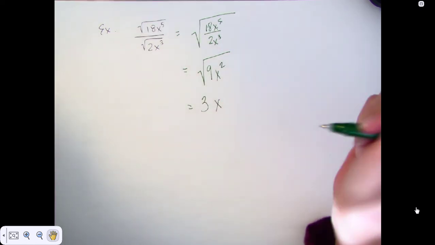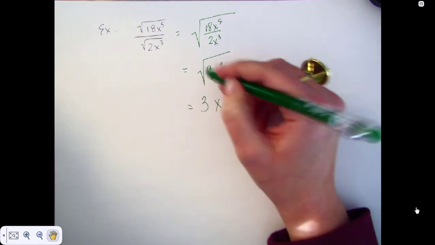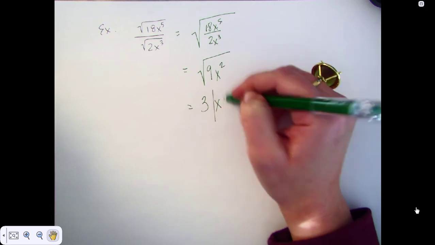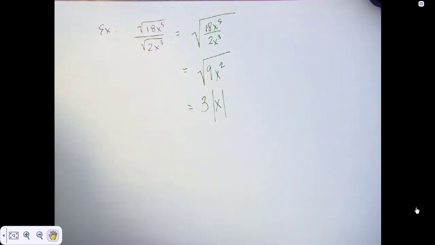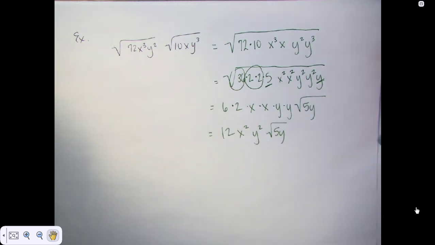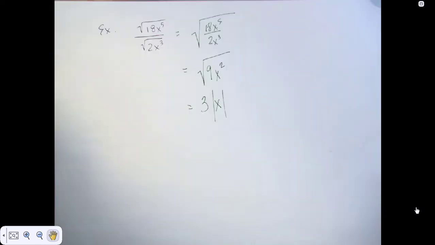Now, do I need absolute value? Well, it's an even index. It's an odd exponent. So yes, I would need absolute value on that one. I didn't even think about it on the problem before. Do I need absolute value on that problem before? No, because those are both squared. Anytime you square a negative, it's going to turn positive.